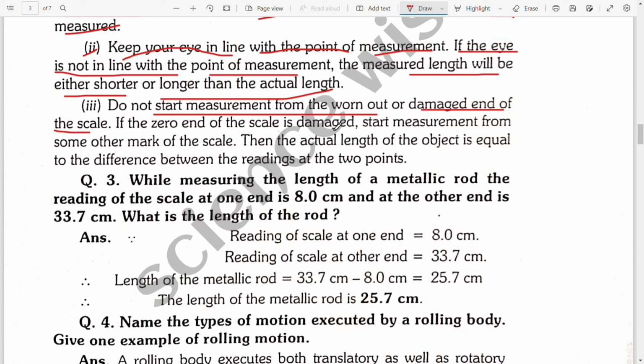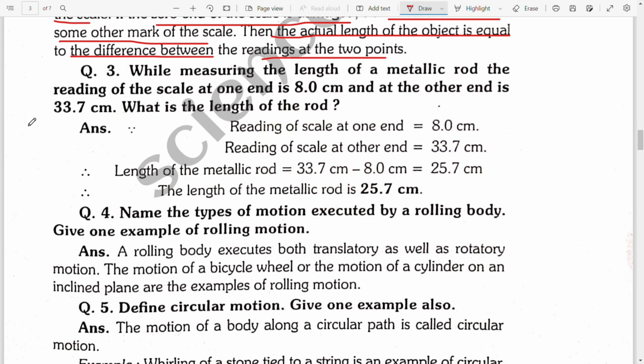It means you don't have to measure the length of the pencil from the damaged end of the scale. If zero end of the scale is damaged, start the measurement from some other mark of the scale. Then the accurate length of the object is equal to the difference between the reading of the 2 points.